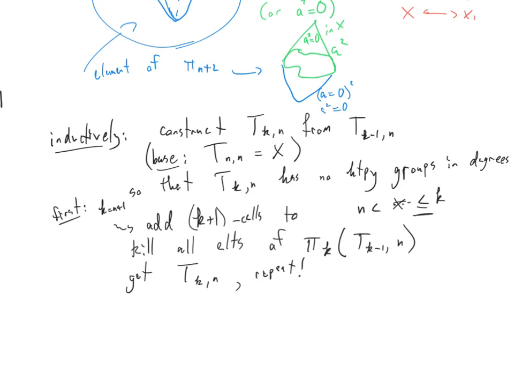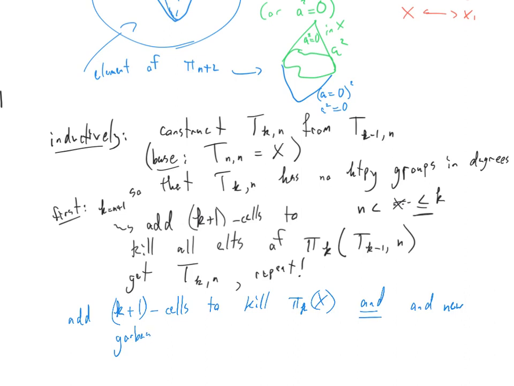So in other words, and maybe just to put this more plainly, so we add k plus 1 cells to kill pi k of X and any new garbage we've added in pi k.